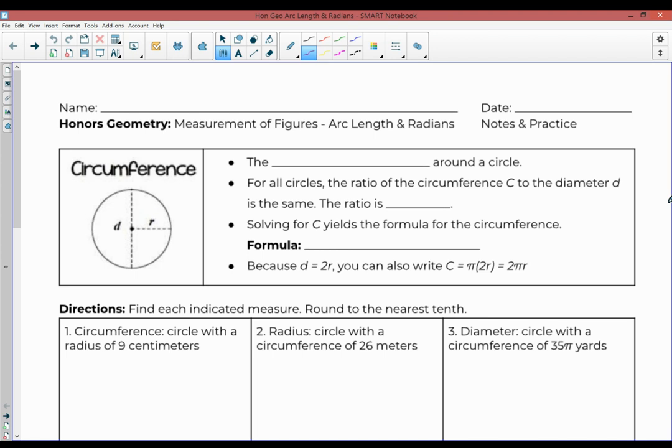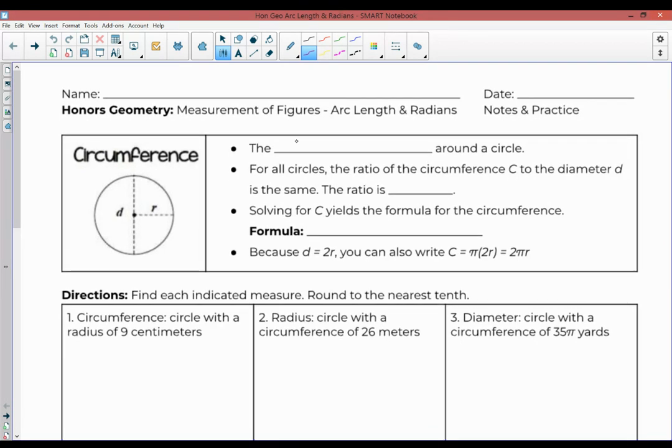Welcome to another lesson, this time in a new chapter where we're going to talk about measurement of figures. Today's lesson is on arc length and radians. So first we'll talk about circumference. Circumference is the distance around a circle.